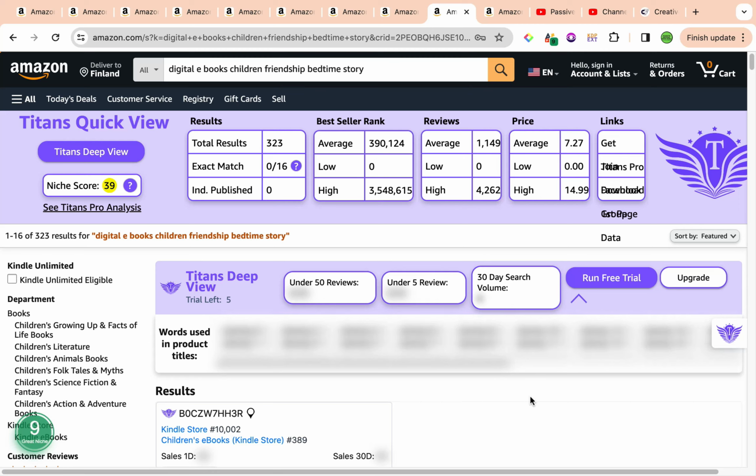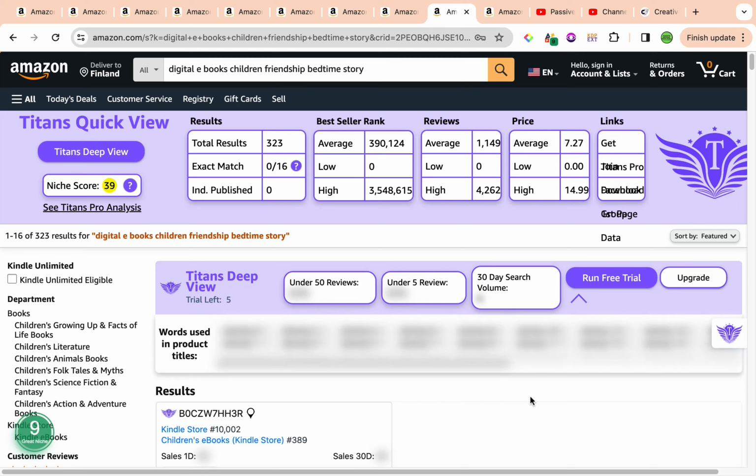Let me just quickly break down the keyword. It is digital ebooks children friendship bedtime story. So what we're creating here is bedtime storybooks. We have our audience, it's children, and we have the theme of the stories which are around friendship. So, introducing different friendships, talking about friendship morals and values as well in the stories. But the main theme is friendship. We really need to follow and make sure that this promise is fulfilled. It's going to be the interior about friendship.